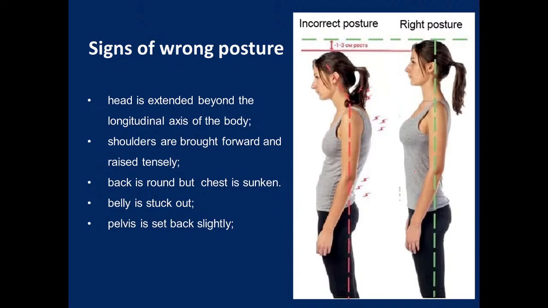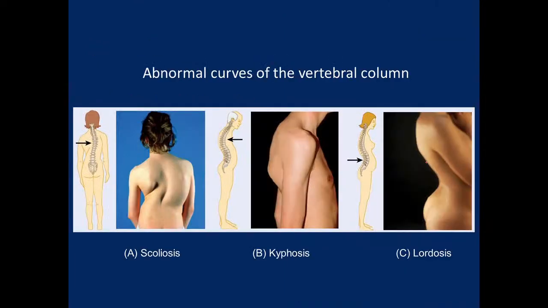This picture shows the signs of wrong posture. When people have incorrect posture, like here, that is a very curved thoracic kyphosis, and that is the normal position of the spinal column. And these are also abnormal curves we call scoliosis, when the curves are in the frontal plane, not in the sagittal but in the frontal plane, and hyperkyphosis and hyperlordosis, like here. Those are the abnormal curves.